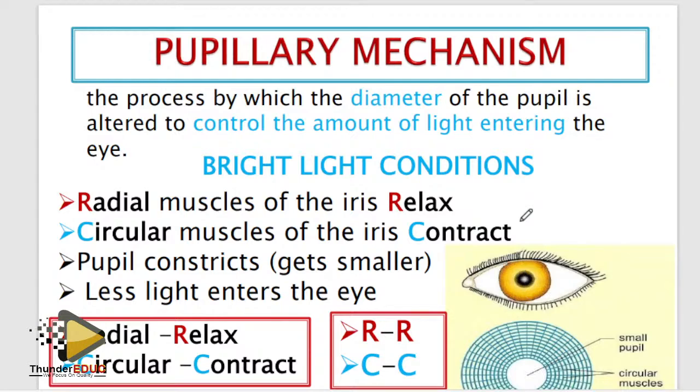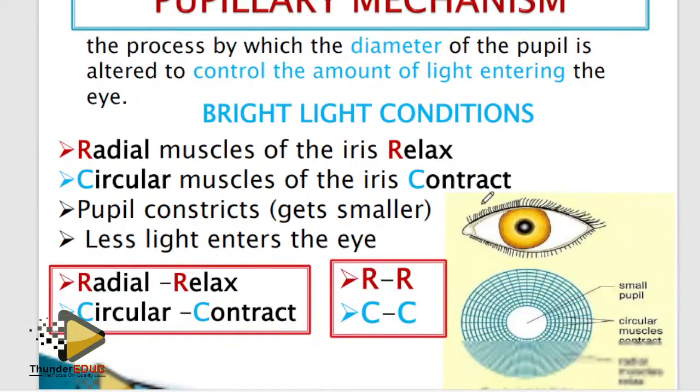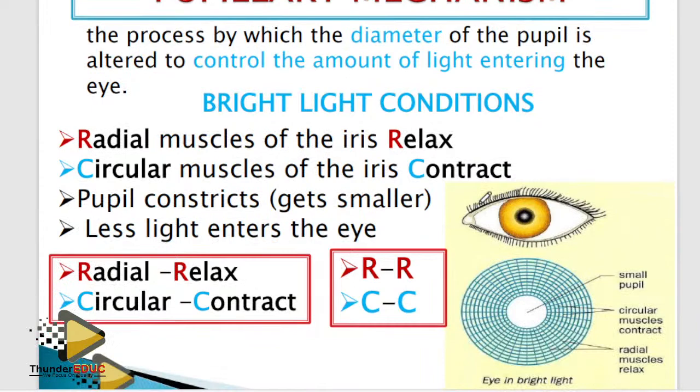For the pupillary mechanism, we have the bright light and dim light. In bright light, you don't mix things up, while in dim light, you mix things up. So R with R, C with C. So in bright light, radial muscles relax, circular muscles contract.